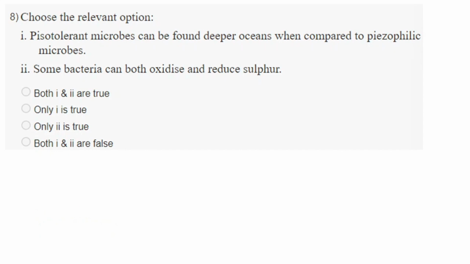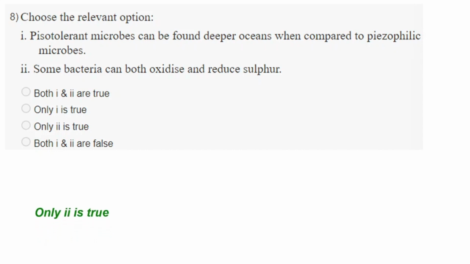Choose the relevant option. Piezo-tolerant microbes can be found in deeper oceans when compared to piezophilic microbes, and some bacteria can oxidize and reduce sulfur. Which one do you think is true? Or are both true? Only two is true. Okay, only the second one is true.